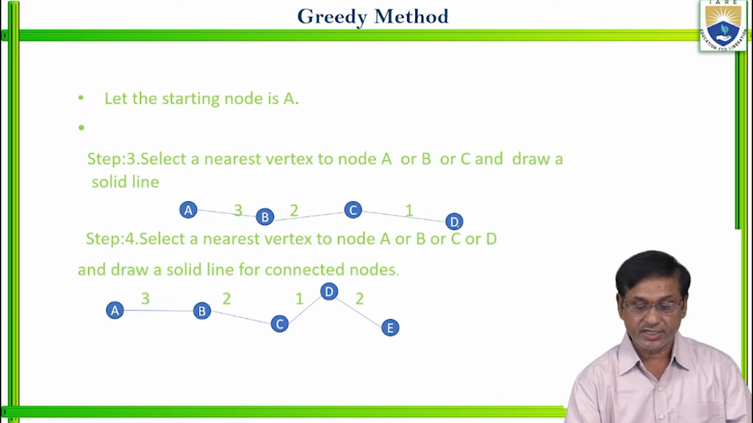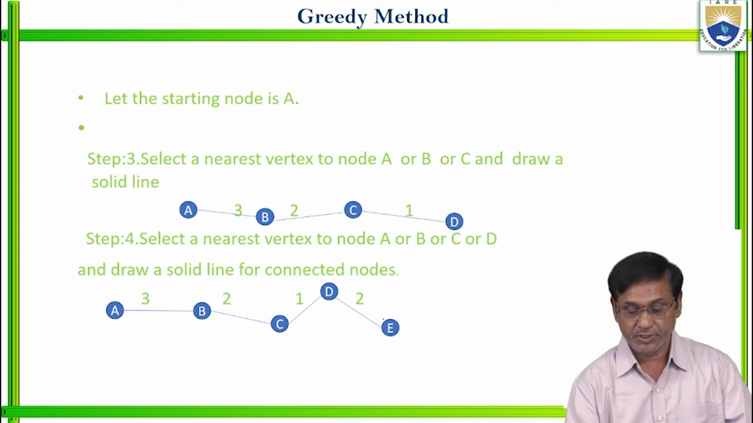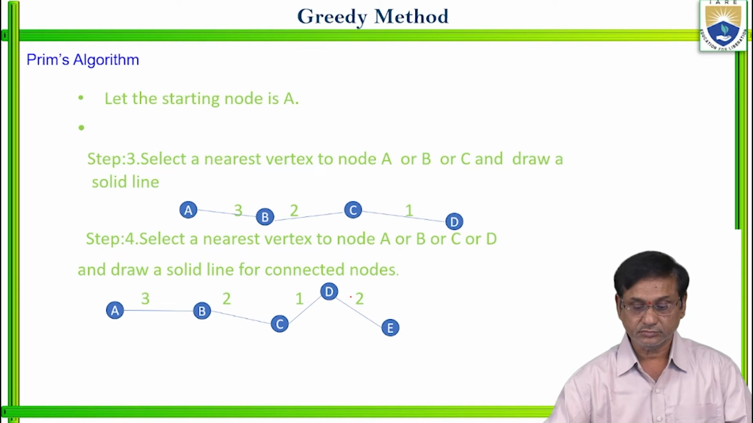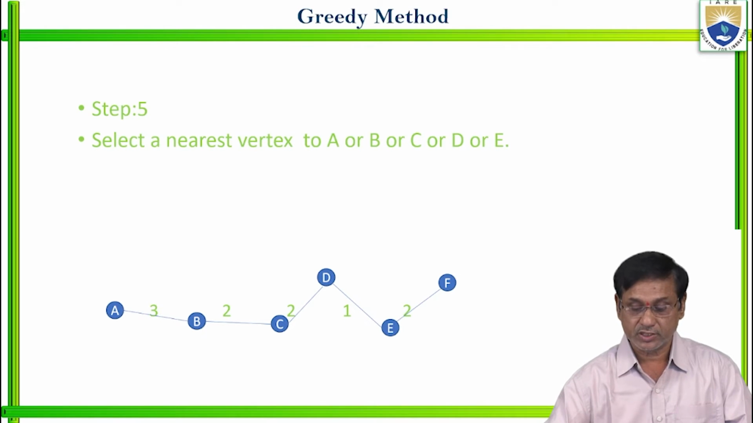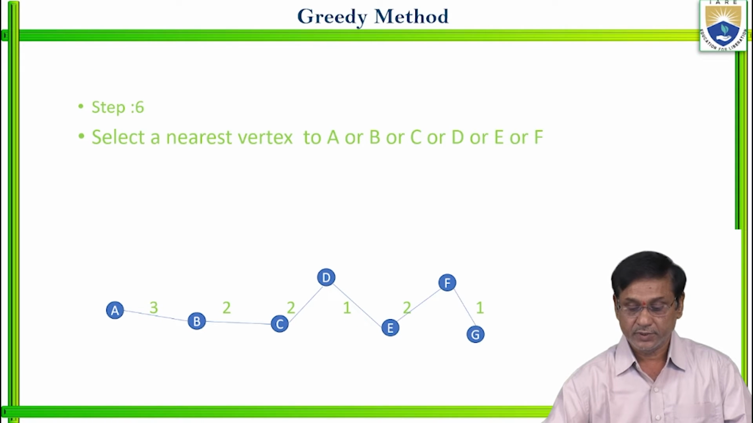Next consider a vertex nearer to A or B or C or D. So, E is nearest to D. So, draw a solid line between D and E. Now, you select A to B, B to C, C to D, D to E. Next, select a vertex nearer to E. F is nearest to this, so that you can select and draw a solid line between E and F. Next, this F is nearest to G, so draw a solid line between F and G, so that you can get a spanning tree.